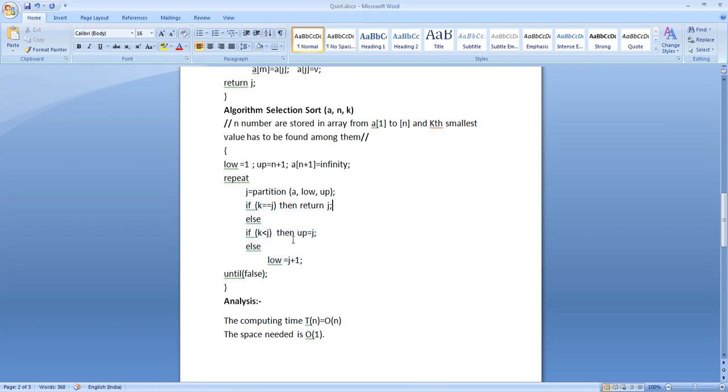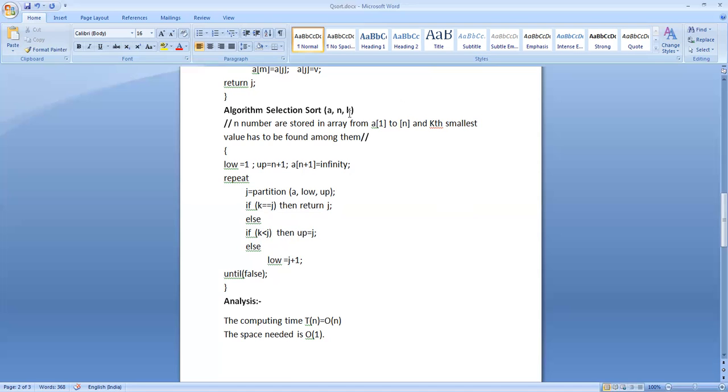Otherwise, if my k is less than j, so again I come back to this example. You are given some 10 values. You wanted to find the third smallest value. When you try to find the third smallest value, you have found the fifth smallest value.